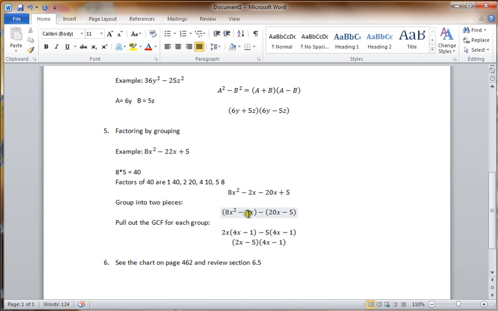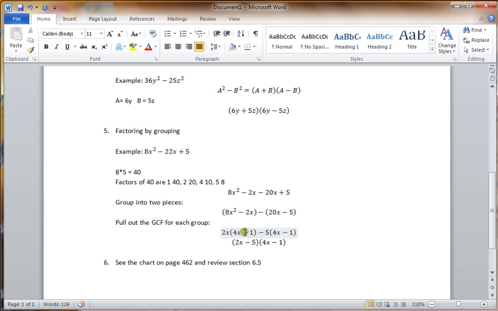Now you factor out the greatest common factor from each of the groups. The greatest common factor here is 2x, so I pull 2x out, and what you're left with is 4x minus 1. The greatest common factor here is 5, so when you pull a 5 out, you have 4x minus 1. It's really important that when you're doing factoring by grouping that the leftover stuff here in each of these two parts is exactly the same. If it's not exactly the same, factoring by grouping didn't work.